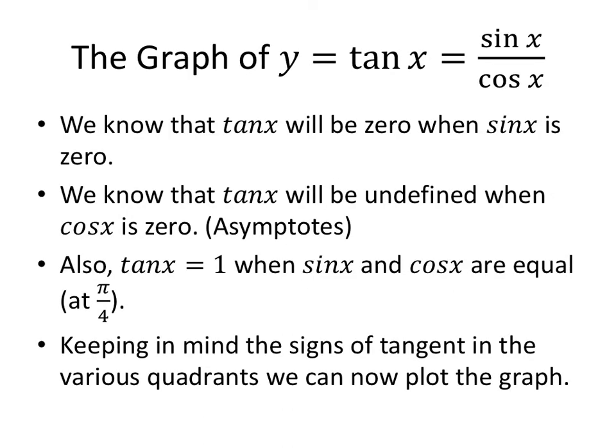So let's start with the graph of y equals tangent of x. In order to find the graph of y equals tangent of x, keep in mind that tangent is sine over cosine. We know that the zeros of a rational expression are when the numerator is 0. So the tangent of x will be 0 when sine of x is 0. We also know that when the denominator of a rational function is 0 and the numerator is not, we'll have vertical asymptotes. We know that tangent of x will be undefined when cosine of x is 0. These will give us the asymptotes.